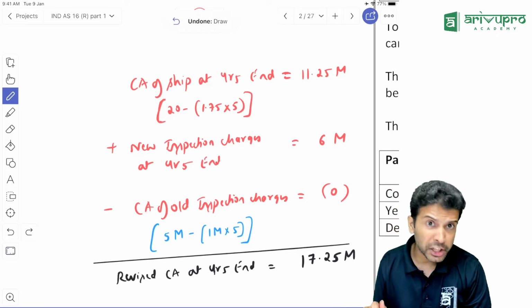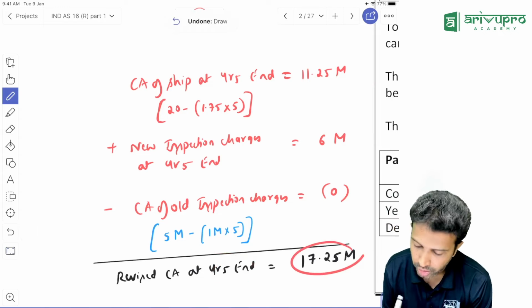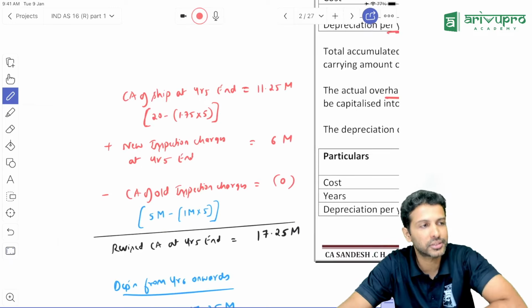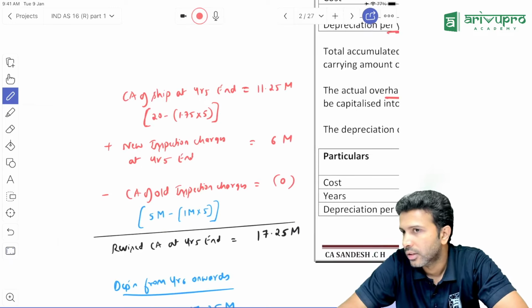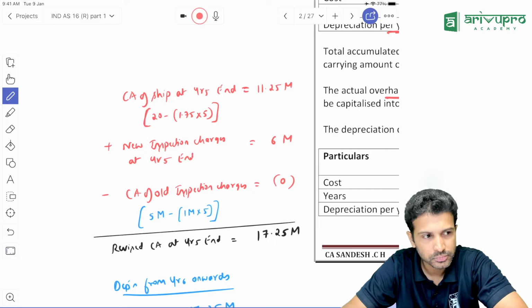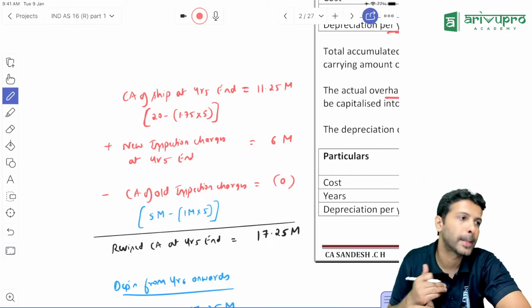Okay, first I'll finish off this. So that means you will get the revised carrying amount. What will be the revised carrying amount? 17.25 million. This calculation, is everybody comfortable with this? No change? All cool? Yes, sir. Online also?